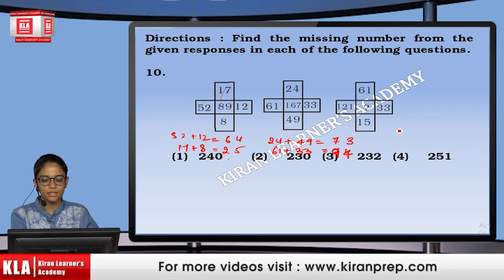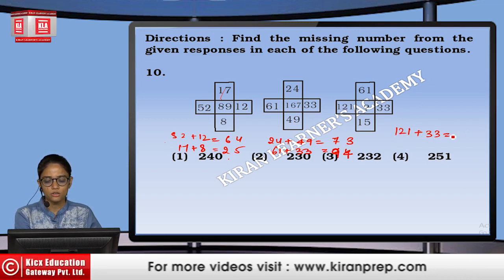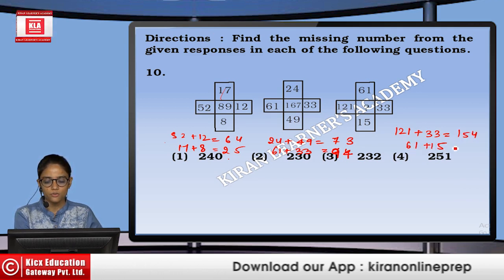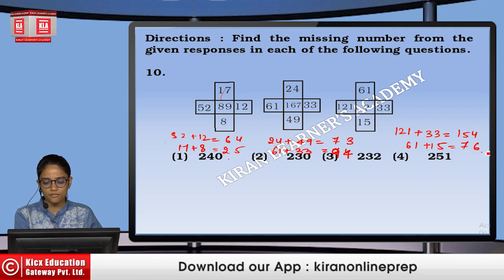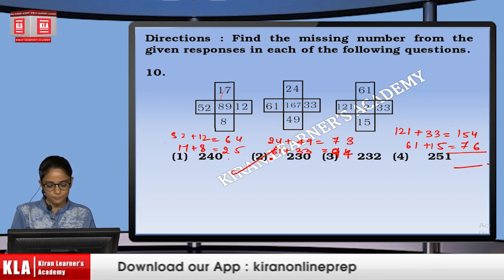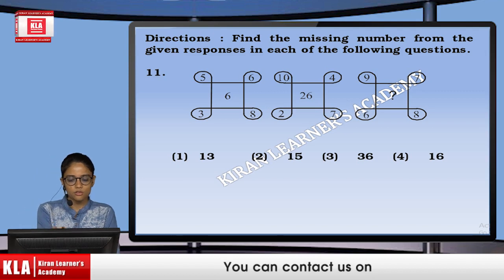So similarly, we can apply to this also. 121 plus 33 will give you 154. Similarly, 61 plus 15 will give you 76, and if we add them up, we are going to get 230. That is option number 2. Next question. Let's do with this.